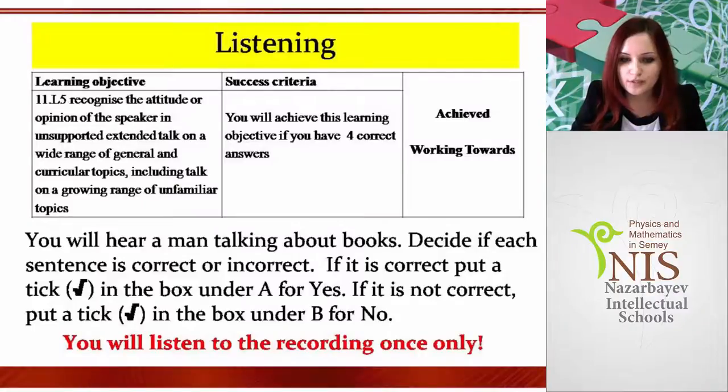Now it's time for listening. I would like you to work individually. You will hear a man talking about books. Decide if each sentence is correct or incorrect. If it is correct, put a tick in the box under A for yes. If it is not correct, put a tick in the box under B for no. Pay attention to the learning objectives. This is 11L5, to recognize the attitude or opinion of the speaker. And pay attention to the success criteria. You will achieve this learning objective if you have 4 correct answers. Also, don't forget that you will listen to the recording once only.